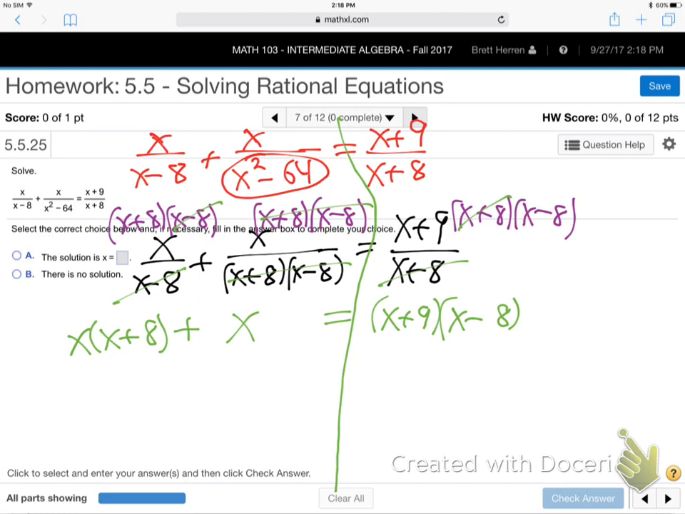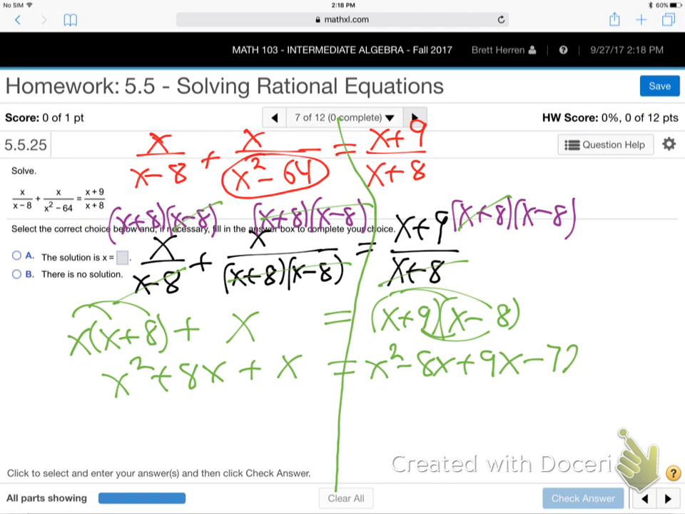Good so far? Now distribute. X squared plus 8x plus x. Distribute. X squared minus 8x, boom, boom. Plus 9x minus 72. Oh, actually, no, it won't be too bad. Just combine like terms. Am I racing ahead of you? You good so far? I should slow down. Does everybody see what's going on?